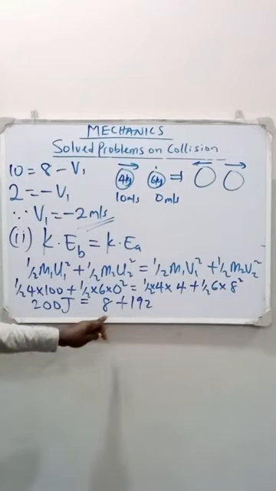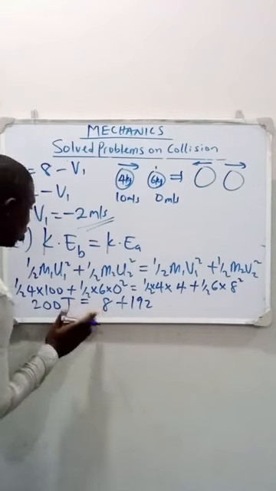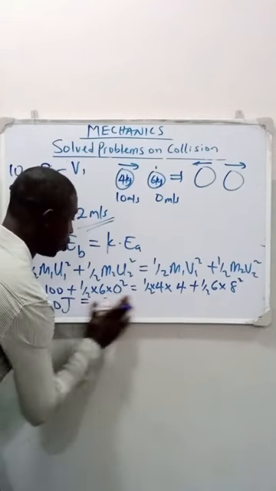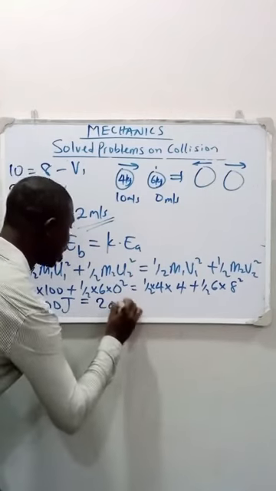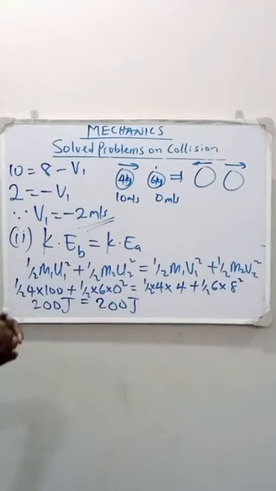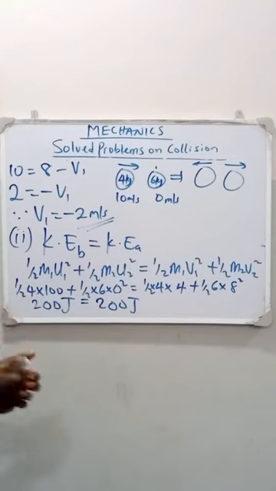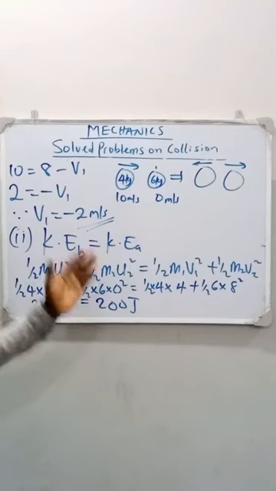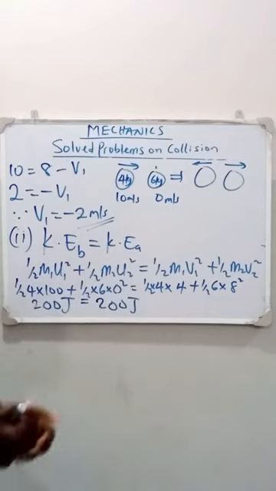192 plus 8 gives us 200 joules. So therefore, the loss in kinetic energy is the kinetic energy before collision minus the kinetic energy after collision, or the bigger kinetic energy minus the smaller kinetic energy.